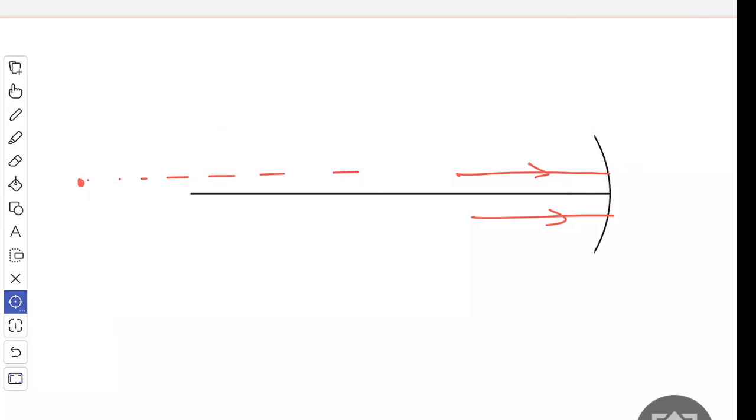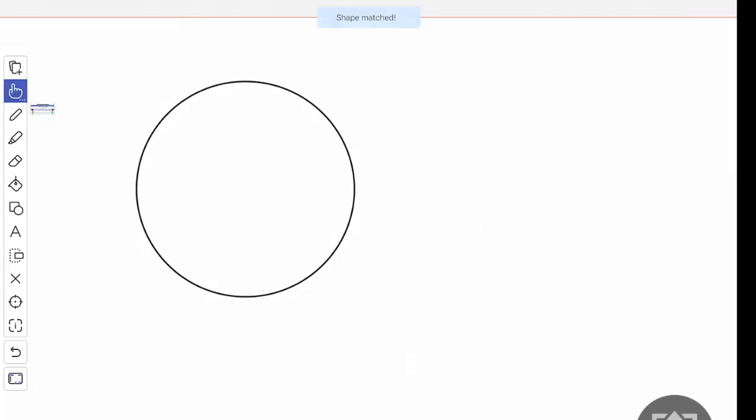Okay, now the next question is, let us say I take a concave mirror, okay, so I'm going to take this part. This is a concave mirror, and we will get this. This is the pole, and now I have two questions for you. Think carefully and tell me.